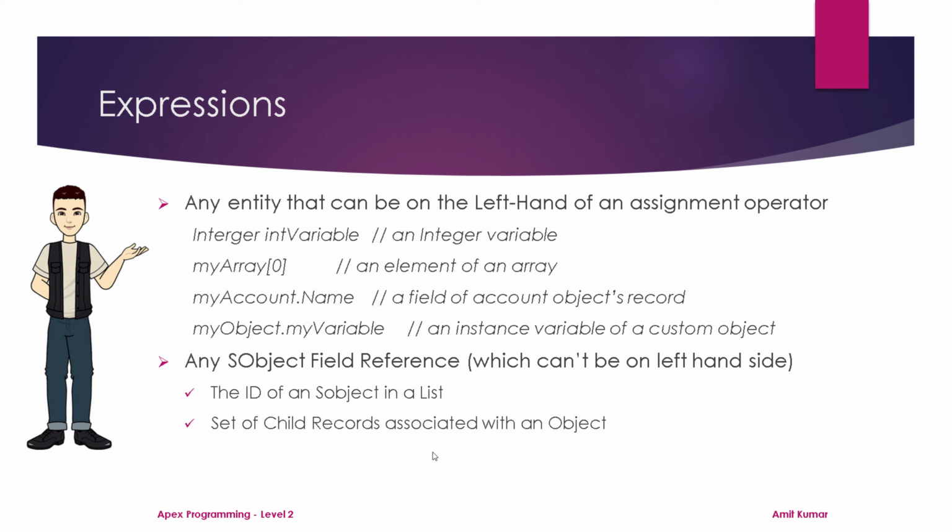Any SObject field reference which can't be on the left hand side can also be an expression, like the ID of an SObject in a list. So if the ID of an SObject is in the form of a list, it can't be on the left hand side. The set of child records associated with an object also can't be on the left hand side, and that is also a valid example of an expression.